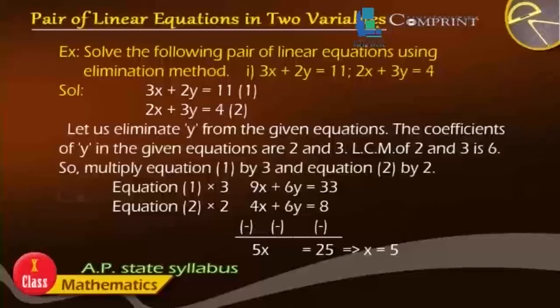The coefficients of y in the given equations are 2 and 3. LCM of 2 and 3 is 6. So, multiply equation 1 by 3 and equation 2 by 2. Equation 1 into 3: 9x plus 6y is equal to 33. Equation 2 into 2: 4x plus 6y is equal to 8. Subtracting, 5x is equal to 25, so x is equal to 5.